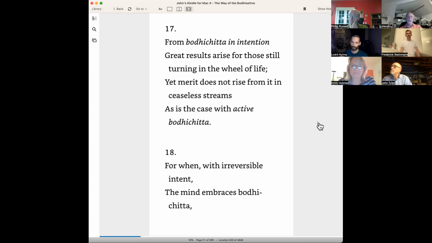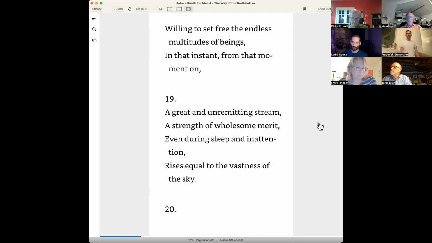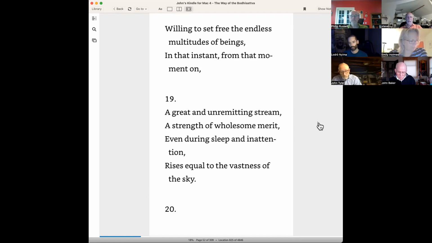For when, with irreversible intent, the mind embraces bodhicitta, willing to set free the endless multitudes of beings, in that instant, from that moment on, a great and unremitting stream, a strength of wholesome merit, even during sleep and in intention, rises equal to the vastness of the sky. The strength of wholesome merit.